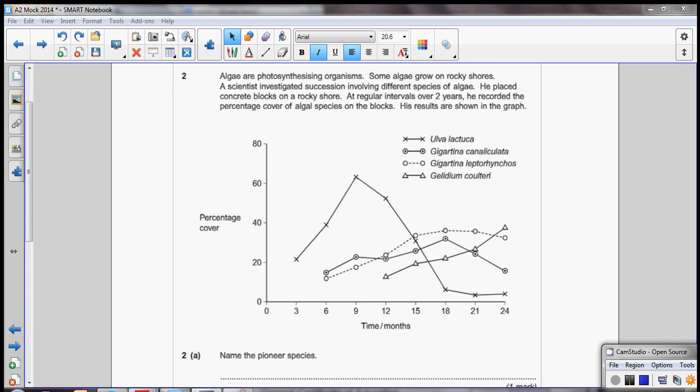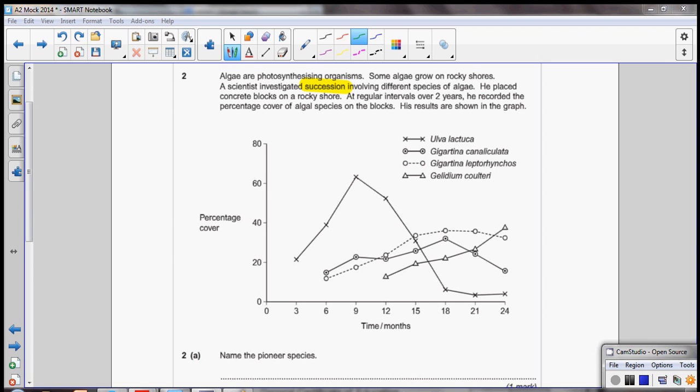Moving on to question 2, we've got a graph to do with algae, and it tells us that algae are photosynthesizing organisms and that some grow on rocky shores. It then gives you details of an experiment that a scientist has carried out to investigate succession. That word succession immediately tells you what this question is about. It's about the topic of succession.